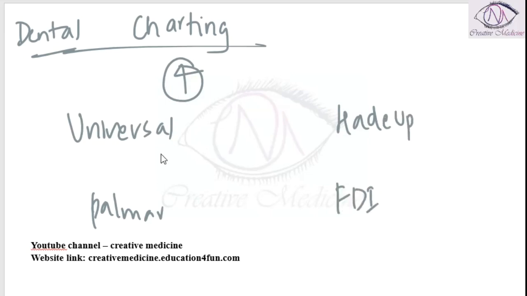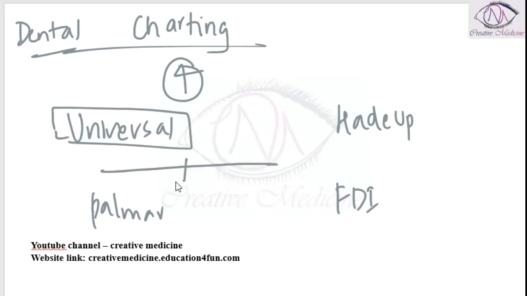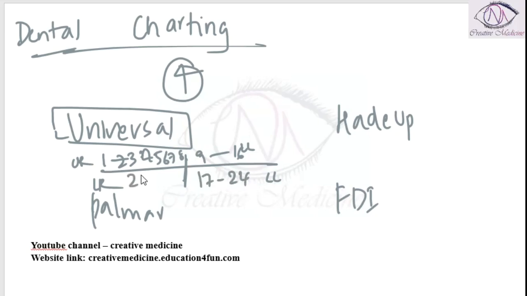Universal method. In the universal method, the oral cavity is divided into four quadrants: upper right, upper left, lower right, and lower left. In the upper right quadrant, numbering starts from 1, 2, 3, 4, 5, 6, 7, 8. The upper left quadrant starts from 9 to 16. The lower left quadrant starts from 17 to 24, and the lower right quadrant starts from 25 to 31.